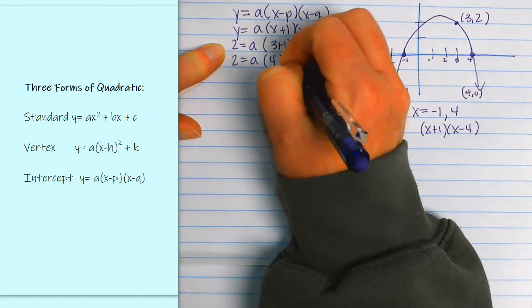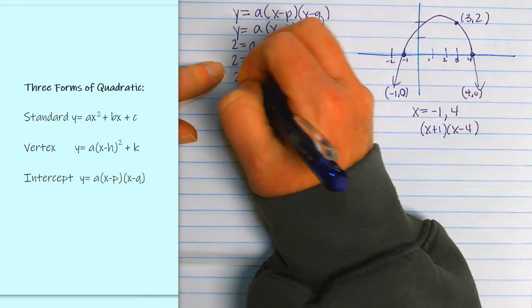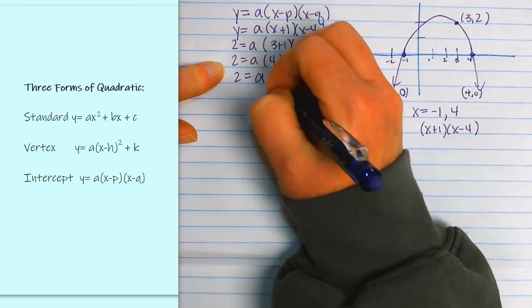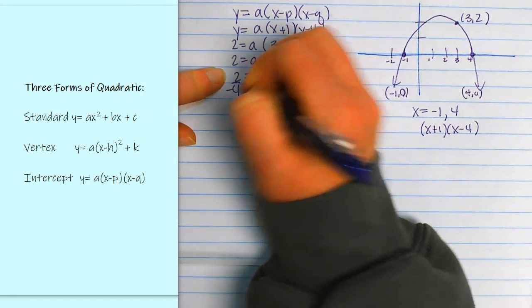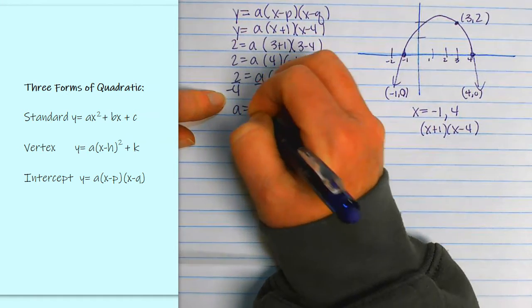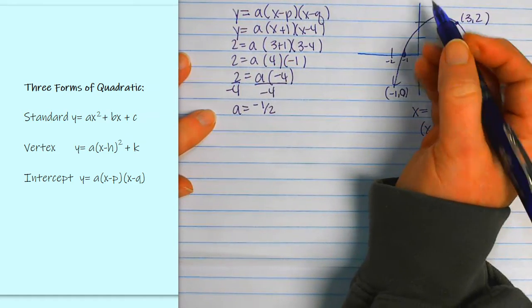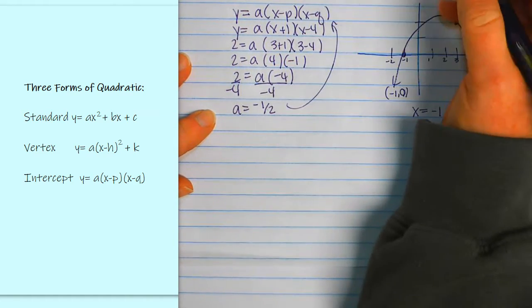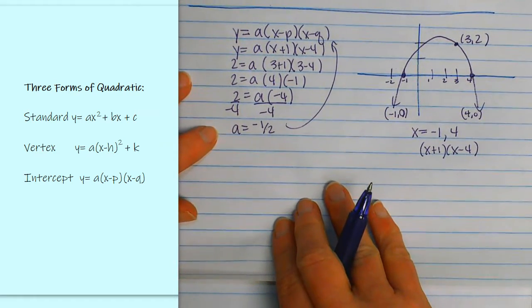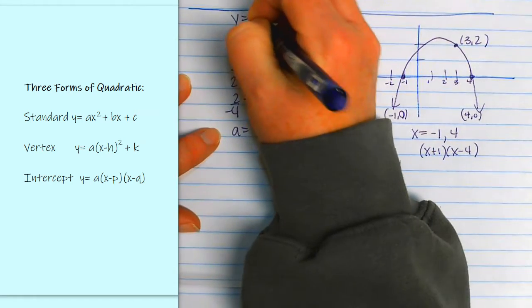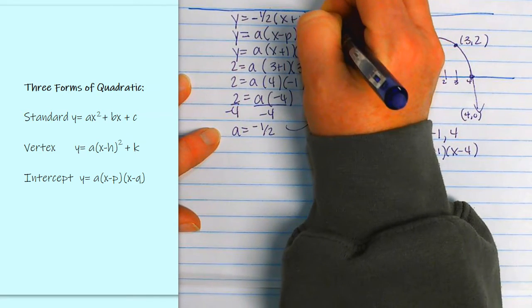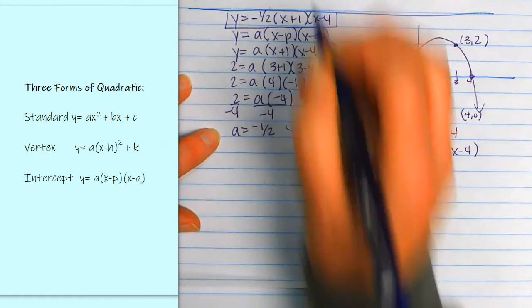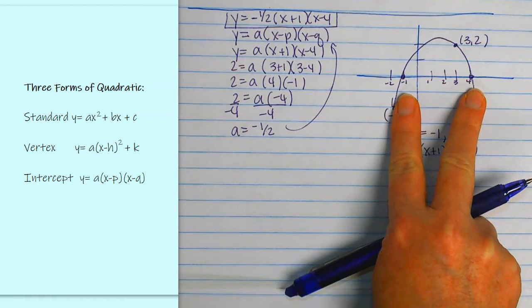So 4 times negative 1 gives me a times negative 4, divided by negative 4, and the a value equals negative 1/2. So I can put it back into the original equation and say that the equation for this one is negative 1/2 times x plus 1 times x minus 4. So you have to look at what you're given in the graph, figure out which equation you'll use, and then plug in from there.